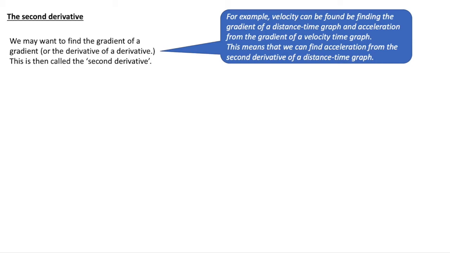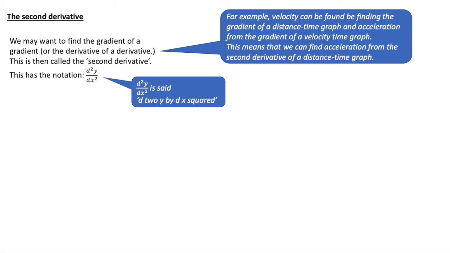Now, the second derivative, we need to have a notation for that, and so we have this symbol here, and we say it d2y by dx squared. That's a convention, and as your mathematics develops it will make more sense, but for the moment you just need to know that it's said d2y by dx squared.